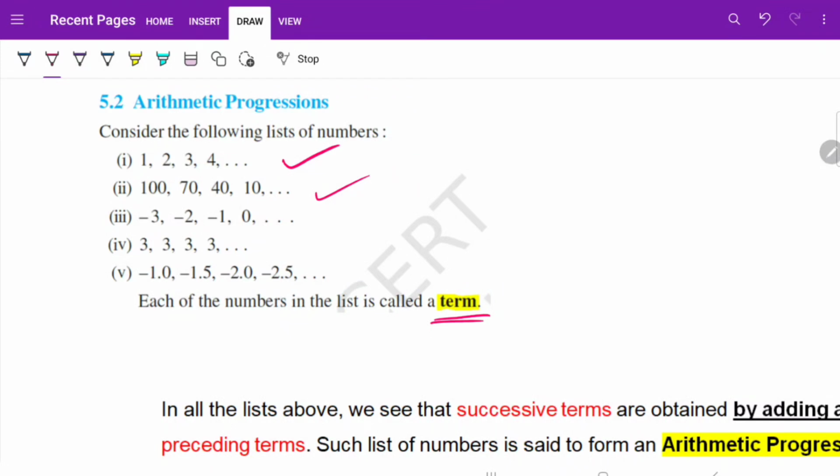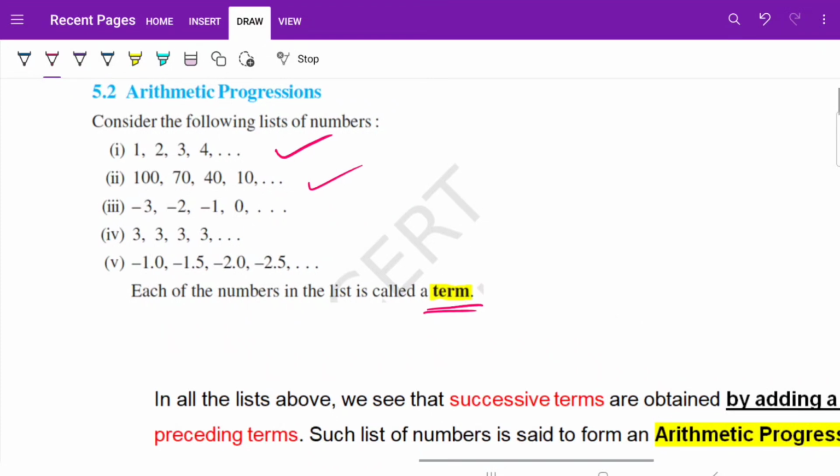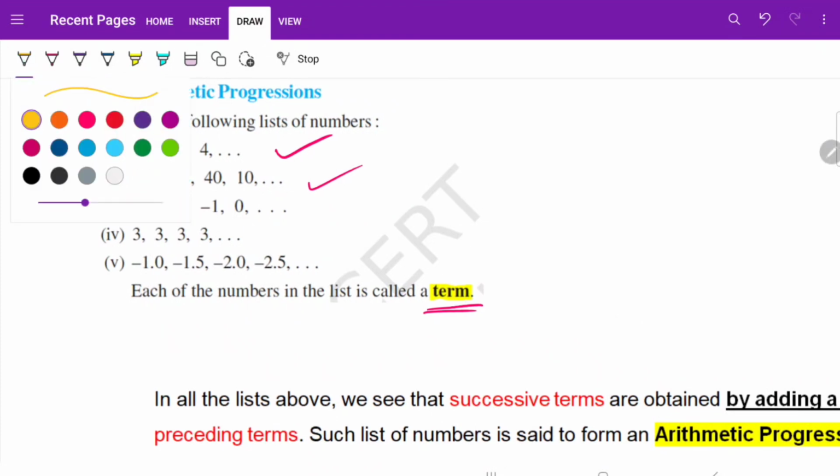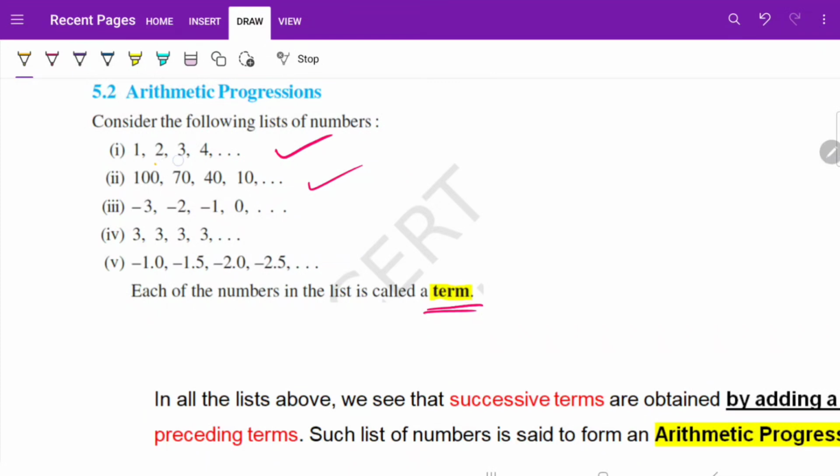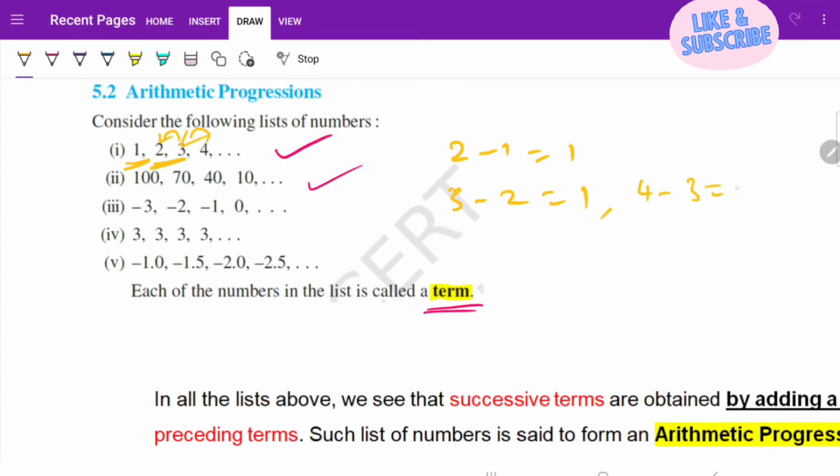Now we need to find whether this list is in arithmetic progression or not. If you see this list, the difference between the second term 2 and the first term 1 is 2 minus 1, which is equal to 1. The difference between the third and the second, 3 minus 2, is also equal to 1. Fourth term and the third term, 4 minus 3, is equal to 1. So the difference between the terms is 1.